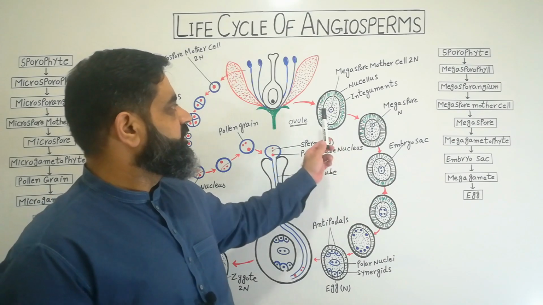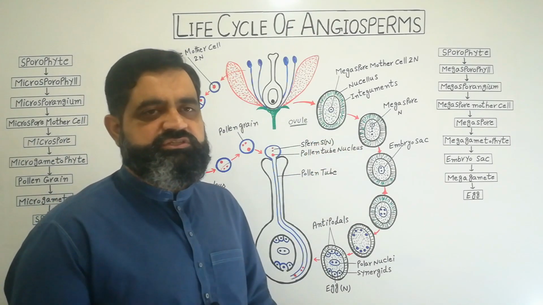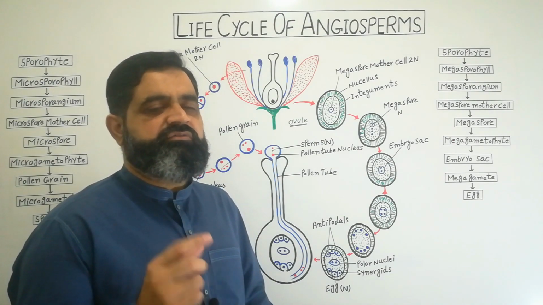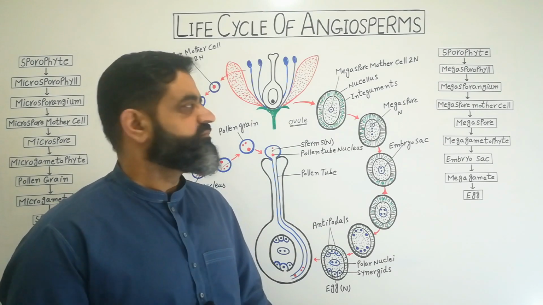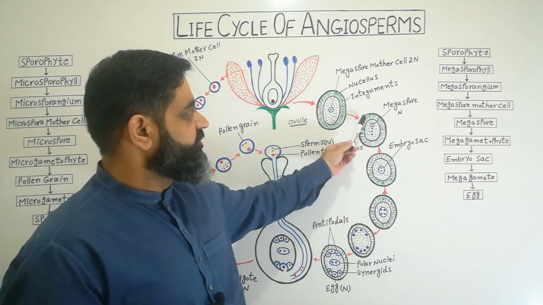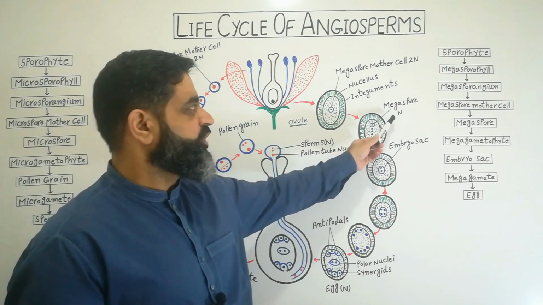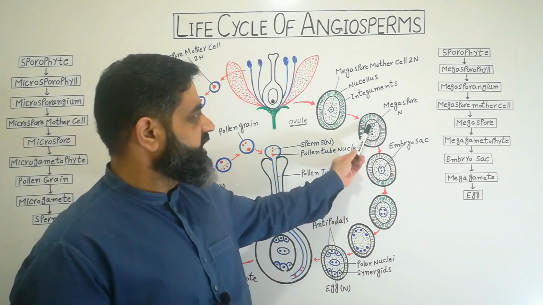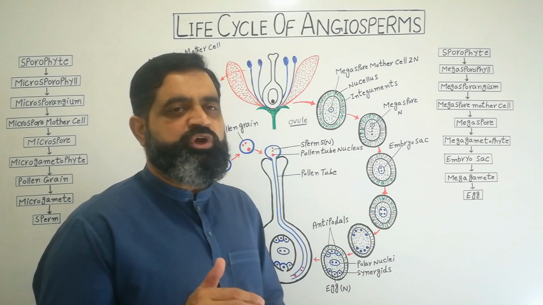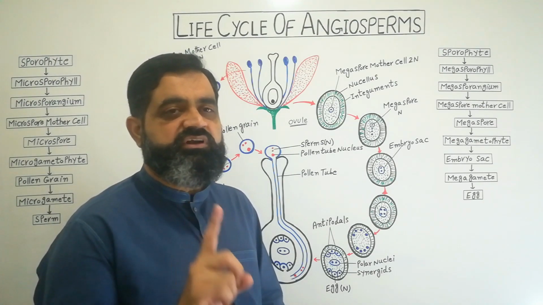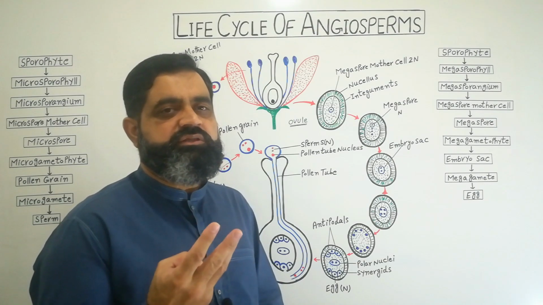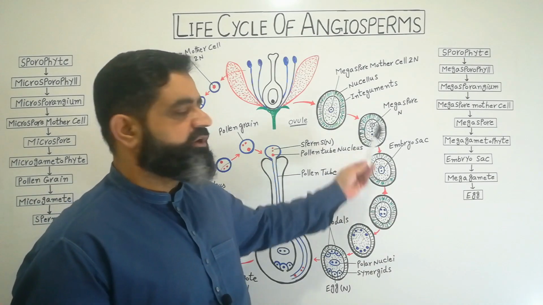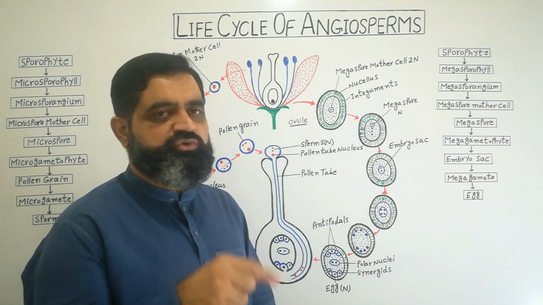What happens? The megaspore mother cell undergoes meiosis. As you know, meiosis is a reduction division. It halves the chromosome number, and one cell divides into 4 cells. When the megaspore mother cell divides, it produces 4 haploid cells known as megaspores. I have made 1 cell larger and 3 cells smaller because 3 cells are going to degenerate. This is the rule of nature: only 1 megaspore will be functional while the other 3 megaspore cells will degenerate. Now the remaining 1 megaspore will undergo mitosis 3 times inside this ovule.